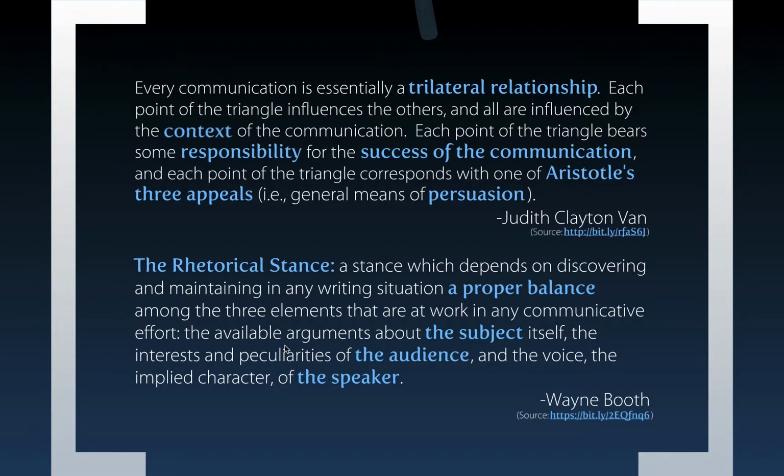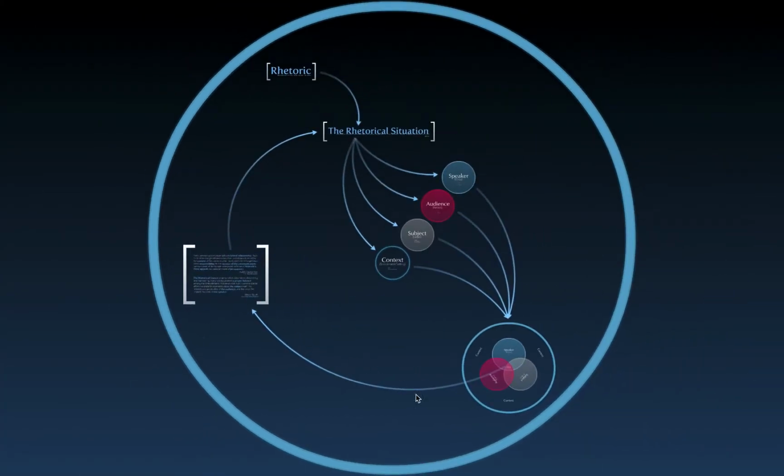I personally like the notion of the rhetorical stance because it feels a bit more free-flowing, although Booth is even hesitant to call it a stance. Now this stance depends on discovering and maintaining, in any writing situation or any active communication, a proper balance among the three elements that are at work in any communicative effort: the available arguments about the subject itself, the interest and peculiarities of the audience, and the voice, the implied character of the speaker. So again, where we have all of those things coming together, we have the rhetorical situation. And this is, again, where effective communication happens.